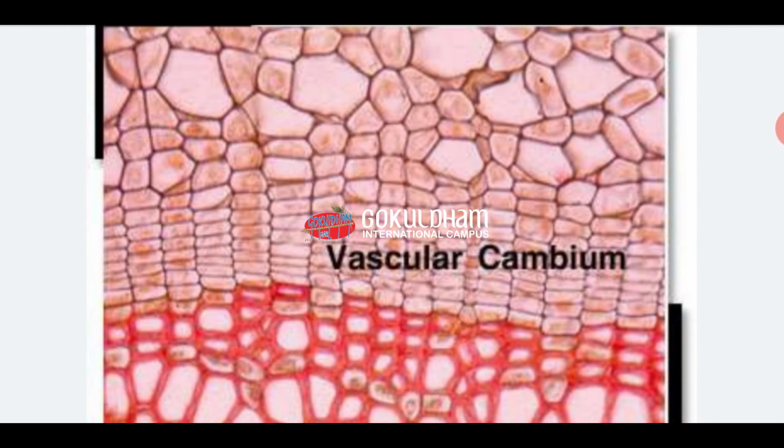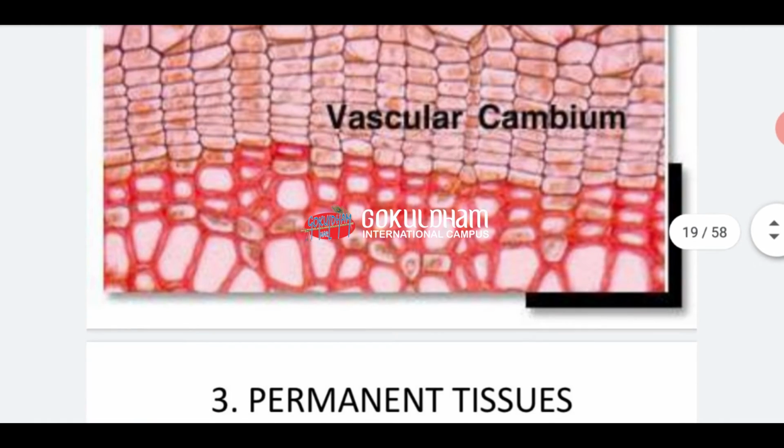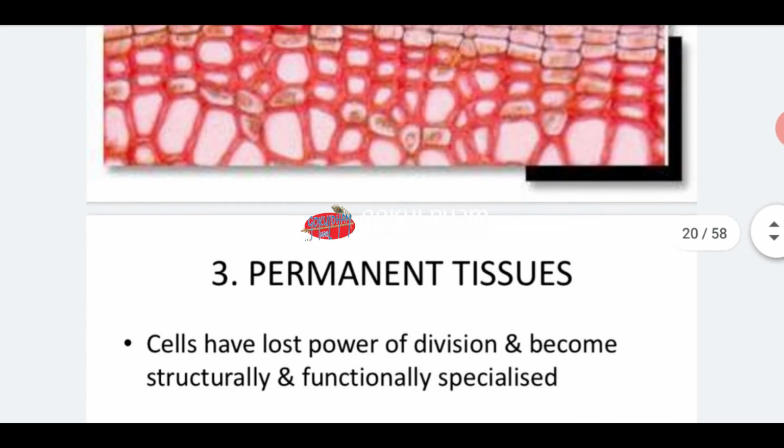This image shows the vascular cambium, which is also a secondary meristem, and it is responsible for the increase in the width of the particular organ, for example the stem.